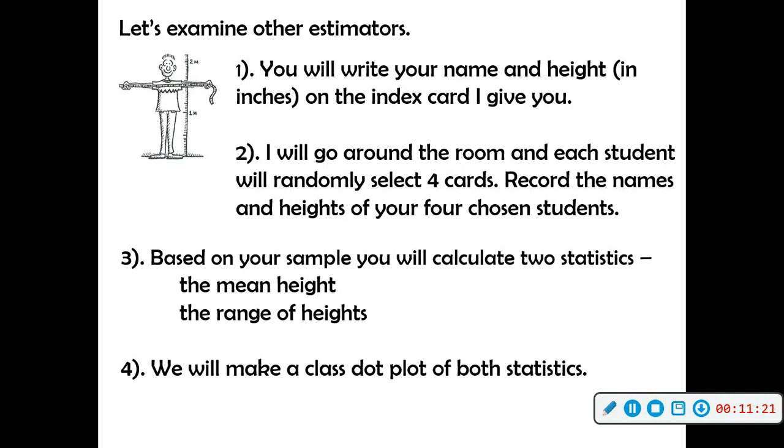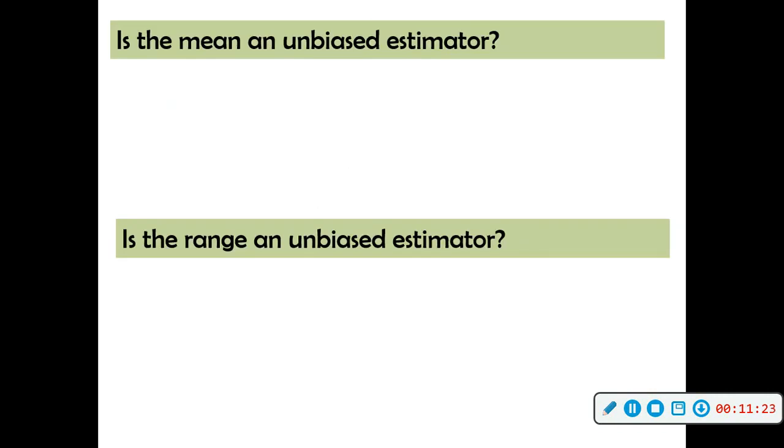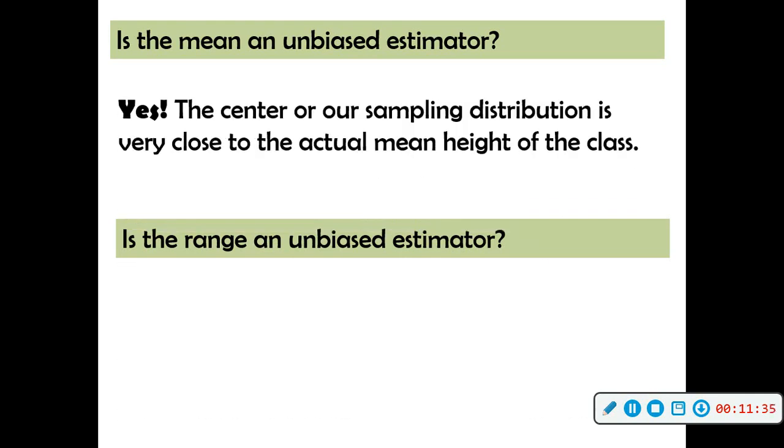Now, the big concepts. The mean: when you take the average of those values on your dot plot, is the mean an unbiased estimator? Well, yeah, the center of that sampling distribution that you made. Technically, you don't have an official sampling distribution because you don't have every possible group of 4 students, but your values should have been pretty close to the actual mean height of the class.